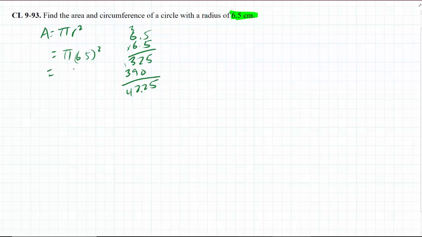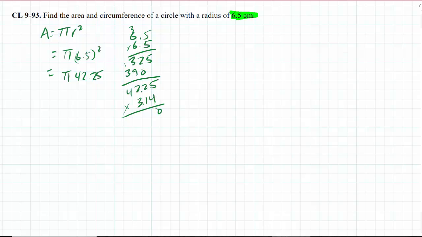Okay, so that's still not our area. We still have to multiply that by pi. So the area is going to be pi times 42 and 25 hundredths. And we could go ahead and multiply that by pi, so 3 and 14 hundredths.